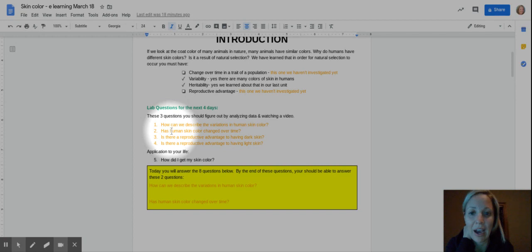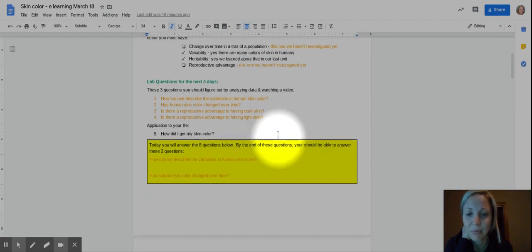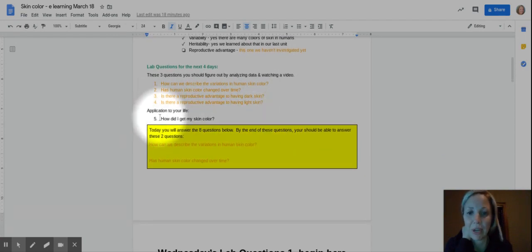You should figure out, how can we describe the variation in human skin color? Has human skin color changed over time? Is there a reproductive advantage to having dark skin? And is there a reproductive advantage to having light skin? And then finally, there's the application question, how did I get my own skin color? So I'd like you to be able to directly relate this to you.